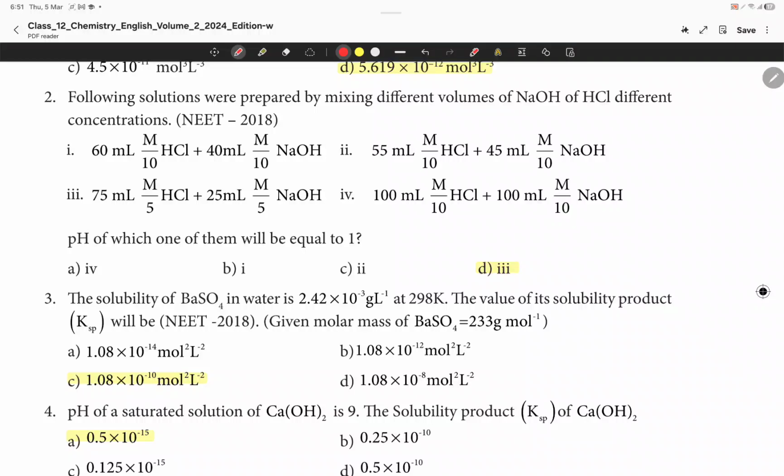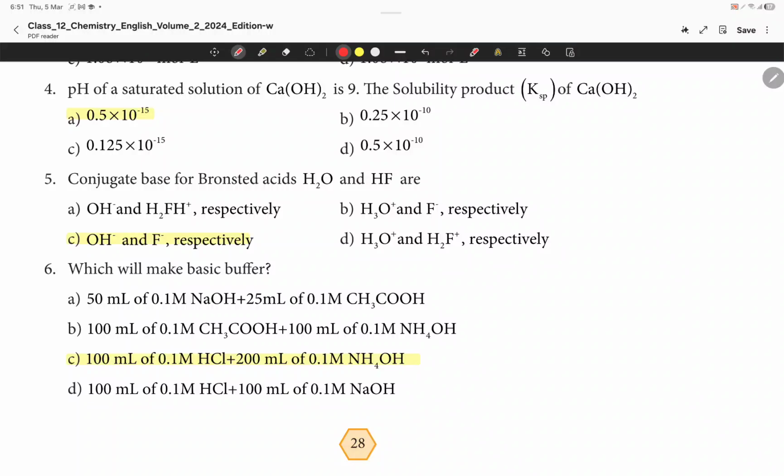The solubility of BaSO4 in water is 2.42 × 10 to the power minus 3 gram per liter at 298 Kelvin. The value of its solubility product Ksp will be 1.08 × 10 power minus 10 mole square per liter square. pH of a saturated solution of Ca(OH)2 is 9. The solubility product Ksp of Ca(OH)2 is 0.5 × 10 power minus 15.